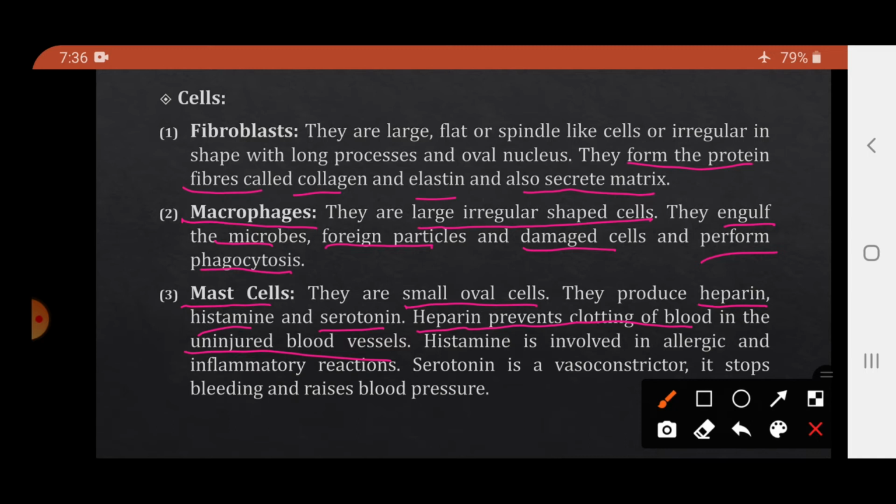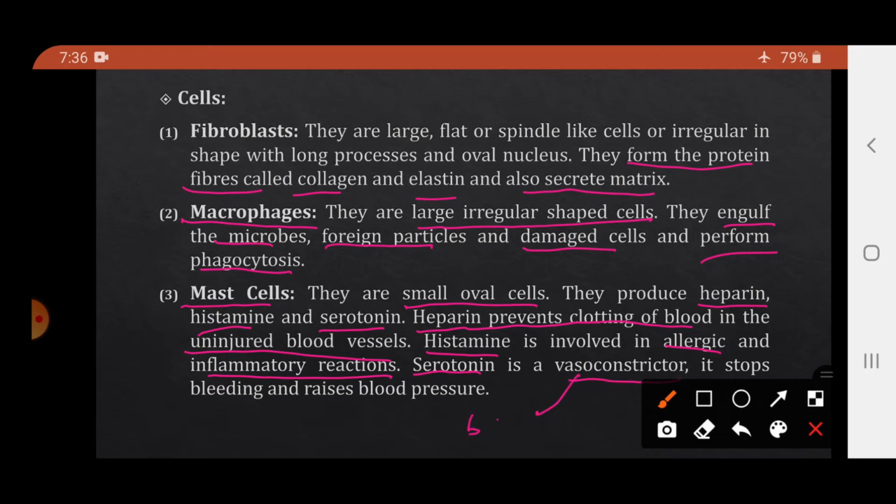The second chemical is histamine, which is involved in allergic and inflammatory reactions. So allergy और inflammatory reactions में जो inflammatory यानी swelling को जो बोलते हैं that is called as inflammation. So allergic reactions and inflammatory reactions में कौन के लिए कौन responsible है? Histamine. And lastly it is a serotonin, which is a vasoconstrictor.